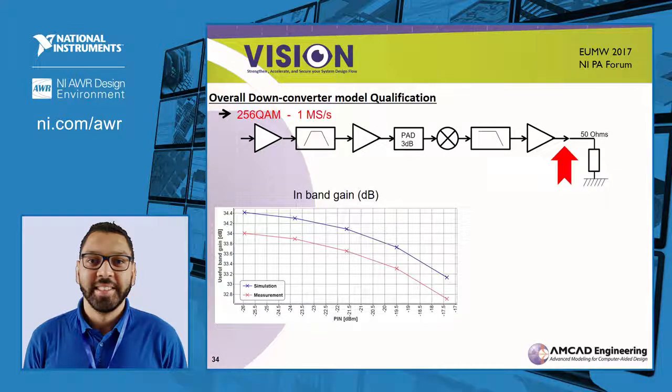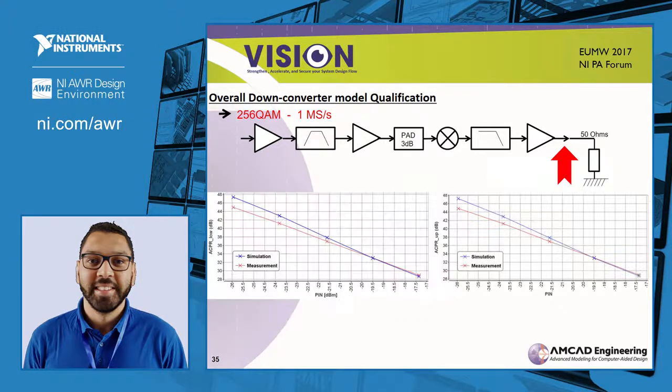We calculated the gain in the main channel, and the comparison shows an error less than 0.4 dB. We measured left and right ACPR and observe excellent results in the gain compression.